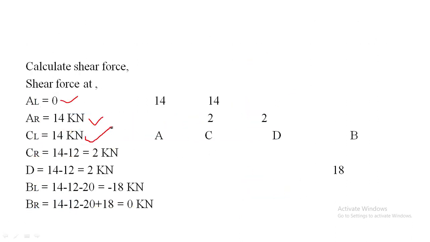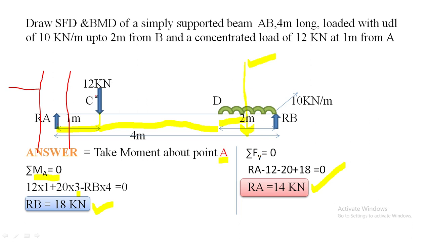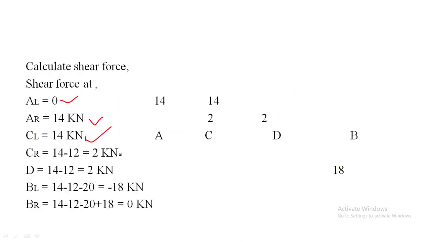Then next is C of right, 14 minus 12 is equal to 2 kilonewton. This means the section line is drawn right of C. Suppose this is the C point, so we should draw this line here. Now see, left of that section line there are two forces, RA and C. RA is going in the upward direction, so consider plus RA. C is going in the downward direction, so consider minus. So plus 14 minus 12, it is 2 kilonewton.